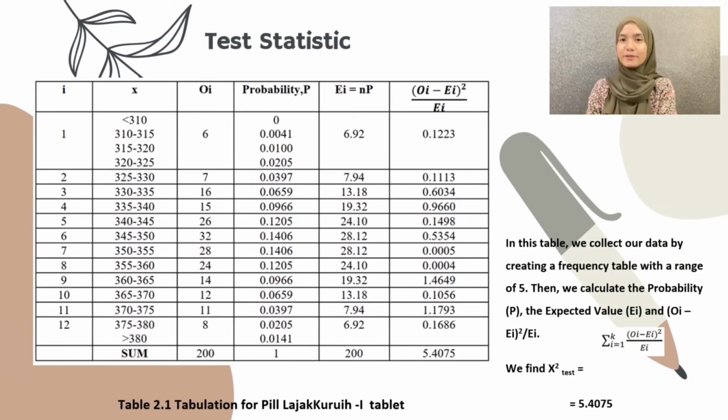Next, Table 2.1 shows the tabulation data for LAJAK KURUIH-I tablet. In this table, we collect our data by creating a frequency table with a range of 5. Then, we calculate the probability P, the expected value EI, and OI minus EI power of 2 over EI. And we find the X2 test equals to 5.4075 from the calculation in the table.